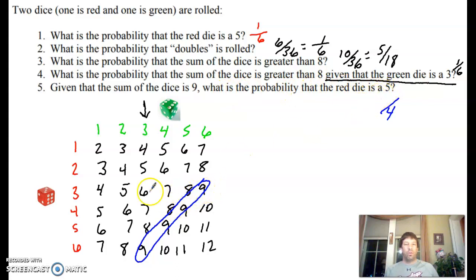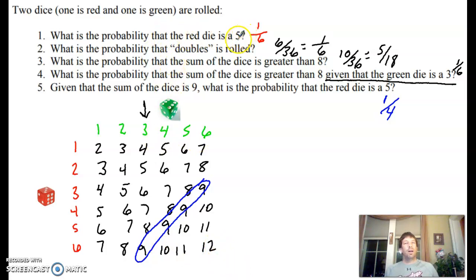So for the first one, the red die is a 3. For the second one, it's a 4. For the third one, it is a 5. And for the fourth one, it's a 6. So only one out of the 4 was a 5.